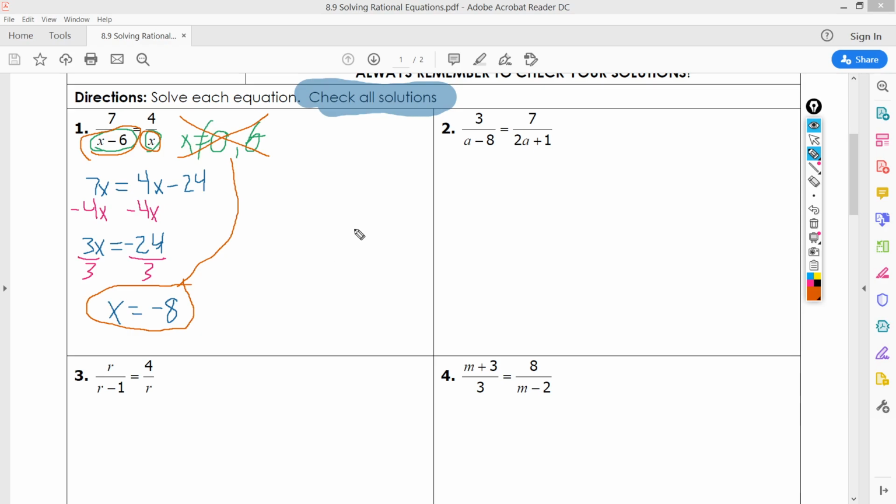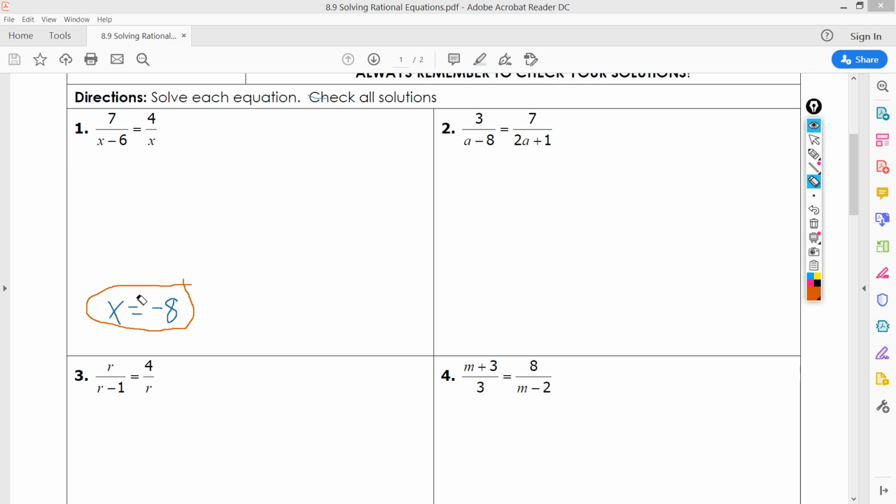So it's not a whole lot of work. You should do the substitutions, right? You should be a good math student and put negative 8 in here and make sure everything's good. But it's not the kind of thing where you're going to be misled on what the answer is, okay? So moving on to number 3.